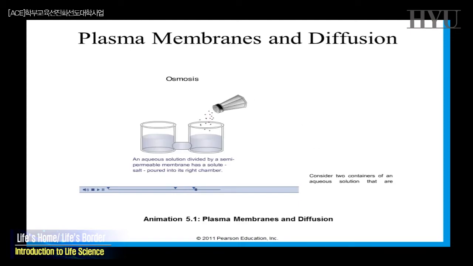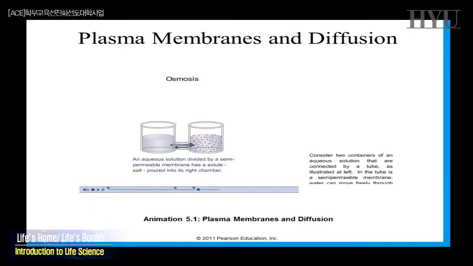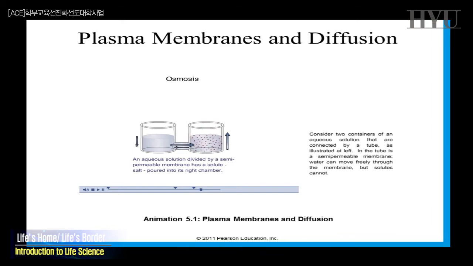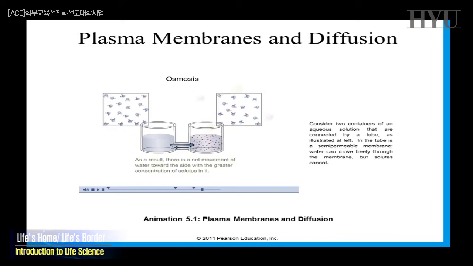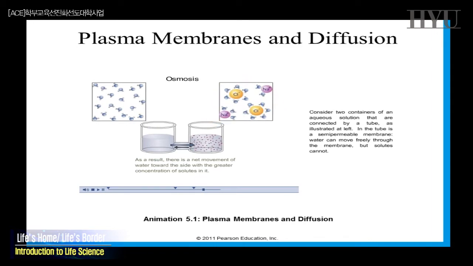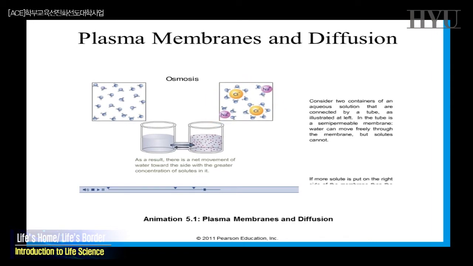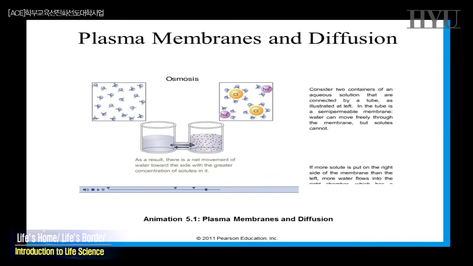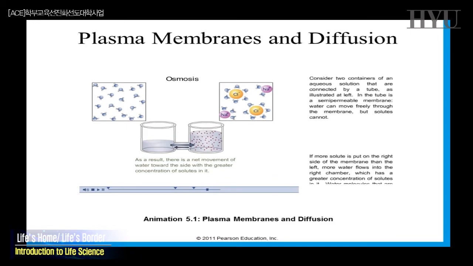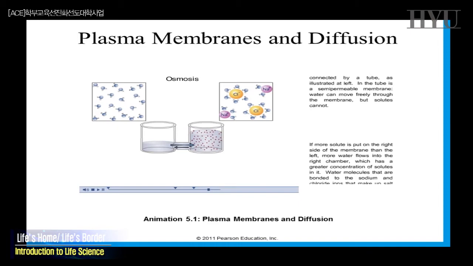Consider 2 containers of an aqueous solution that are connected by a tube, as illustrated at left. In the tube is a semi-permeable membrane. Water can move freely through the membrane, but solutes cannot. If more solute is put on the right side of the membrane than the left, more water flows into the right chamber, which has a greater concentration of solutes in it.